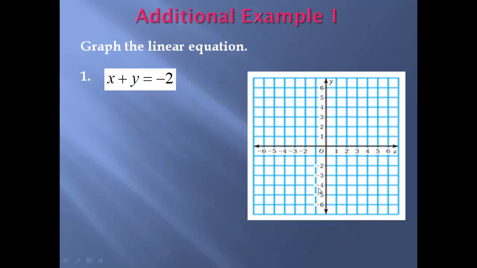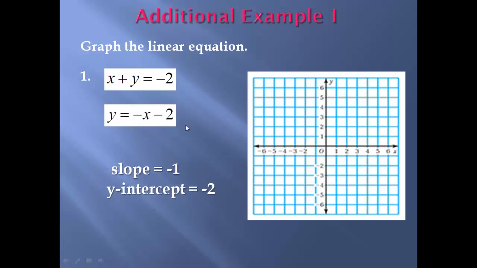Now we have an additional example. You can pause the video and try it on your own, or you may follow along. We're going to graph the linear equation x plus y equals negative 2. First, we need to put this in slope-intercept form. So we're going to have to subtract x from both sides. When we subtract x from each side, we get y equals negative x minus 2. Our slope is negative 1, and our y-intercept is negative 2.